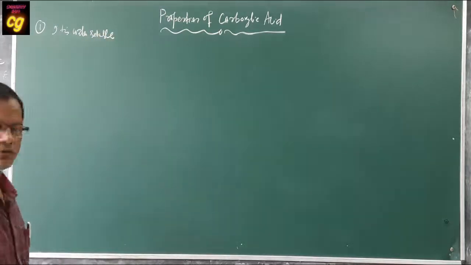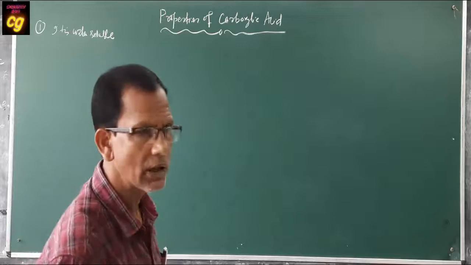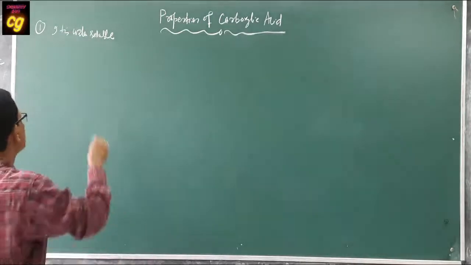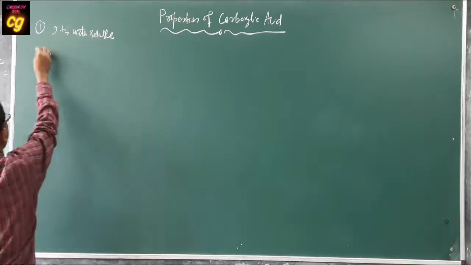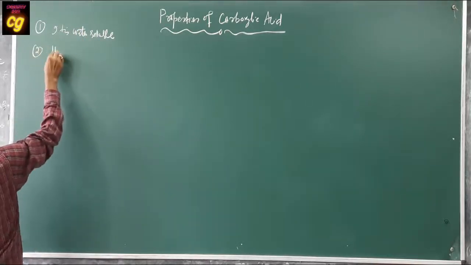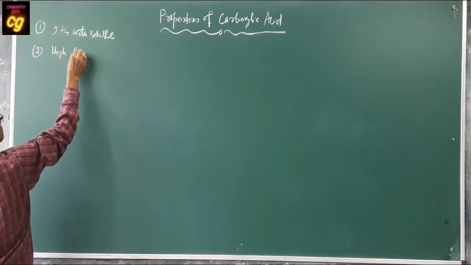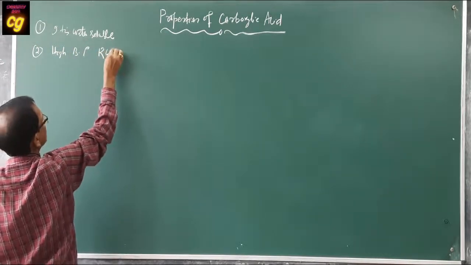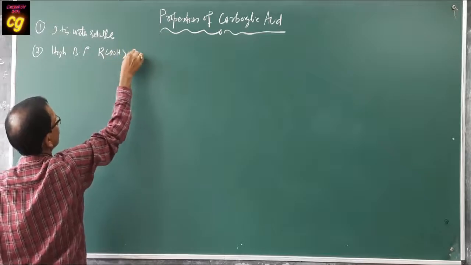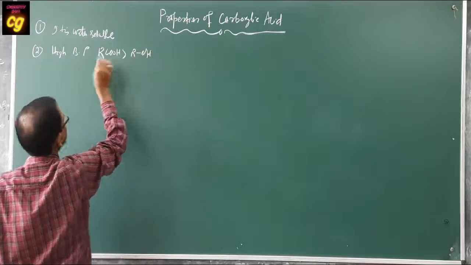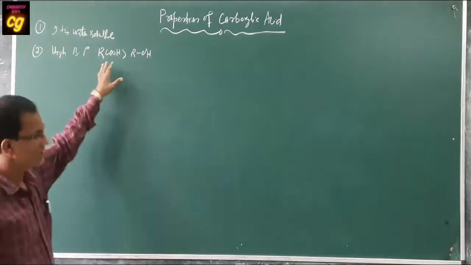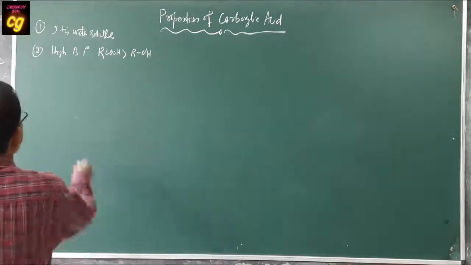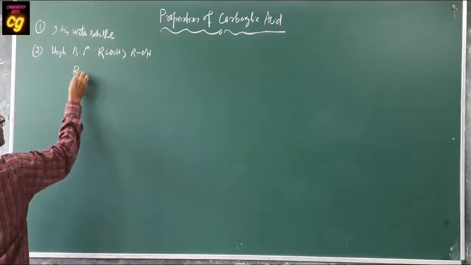All carboxylic acids are water soluble because they form intermolecular hydrogen bonding with water. That's why it is water soluble. Then it also has a high boiling point. That means acid has a boiling point greater than alcohol, because generally acids, due to strong hydrogen bonding, exist in dimeric forms. Acid exists in dimeric forms.